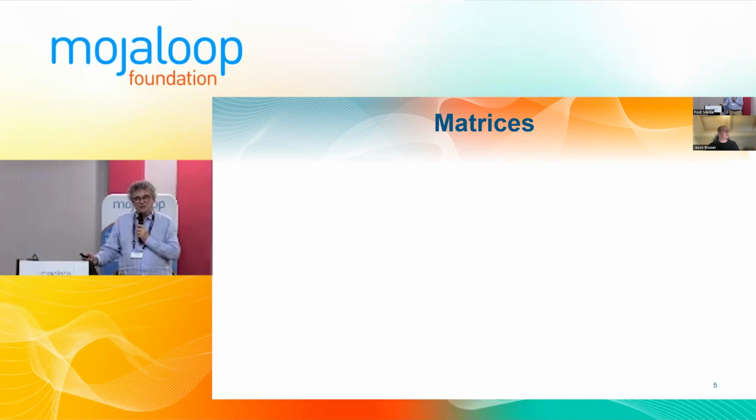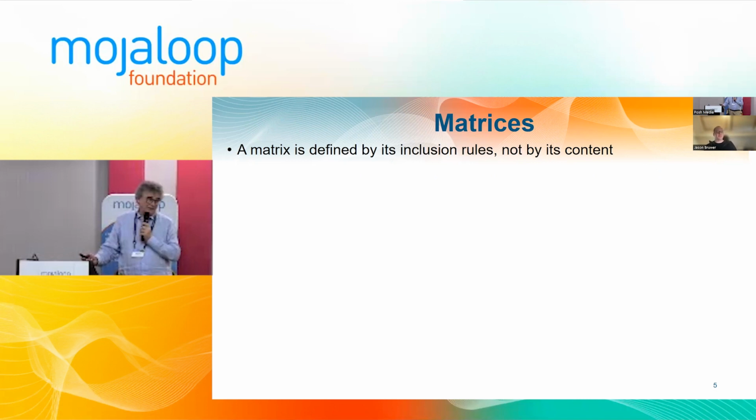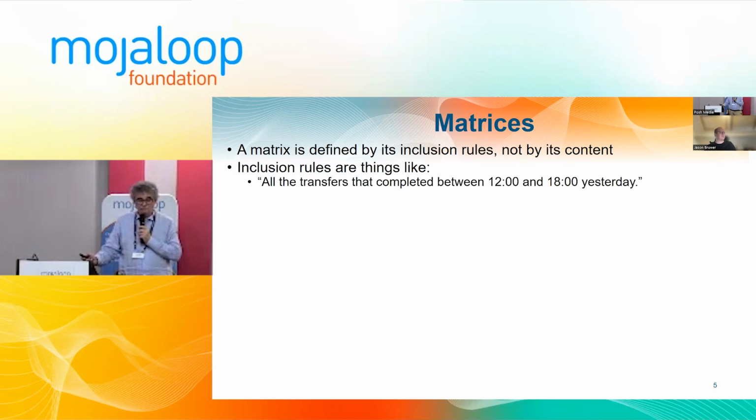We did this by introducing the concept of a matrix. And a matrix for us is defined by its inclusion rules, not by its content. The inclusion rule might be something like all the transfers that completed between 12 o'clock and 6 o'clock yesterday. Or it might be all the currency conversion transfers in the Mwali Kwacha to Tanzanian shilling corridor today.